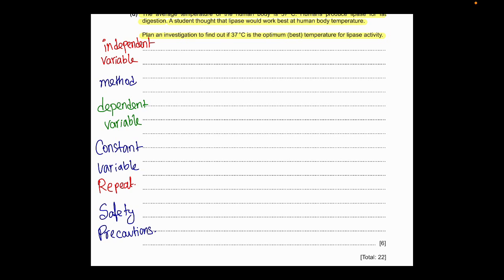So that part will be our constant variable. The time taken for the indicator to change color was then recorded. So that part will be our dependent variable. The experiment was repeated at least 3 times for each temperature, and goggles can be worn. All right, this experiment is relatively of low risk, so these particular points will be enough to get you the required number.